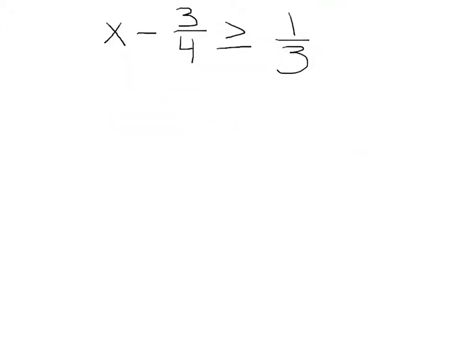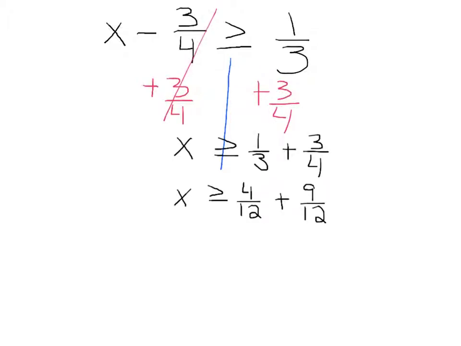Here's our next example, same thing. Draw my line, I want to get x by itself, so I have to do the inverse operation of -3/4, so I'm going to add 3/4 on both sides. So here I want to add the two fractions together, 1/3 plus 3/4, and then I rewrote them with common denominators, so that leaves me with x is greater than or equal to 13/12, which is the same thing as x is greater than or equal to 1 and 1/12.